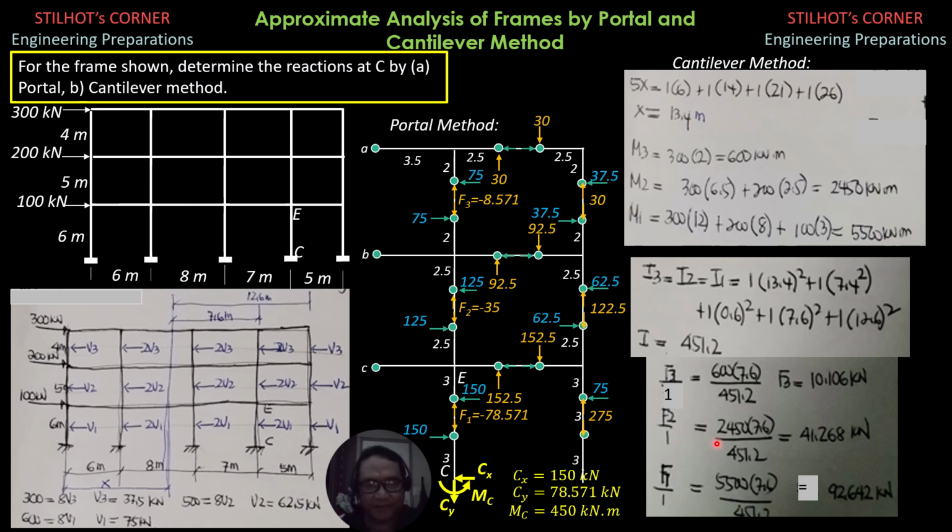F2 over 1 is moment at level 2, 2,450, times 7.6 over 451.2, so 41.268. Then at level 1, F1 over 1 is moment at level 1, 5,500. This distance is the same, I is the same. So 92.642 kilonewtons. That's C sub Y, that's upward. You can answer that directly. So let's proceed to the next slide.